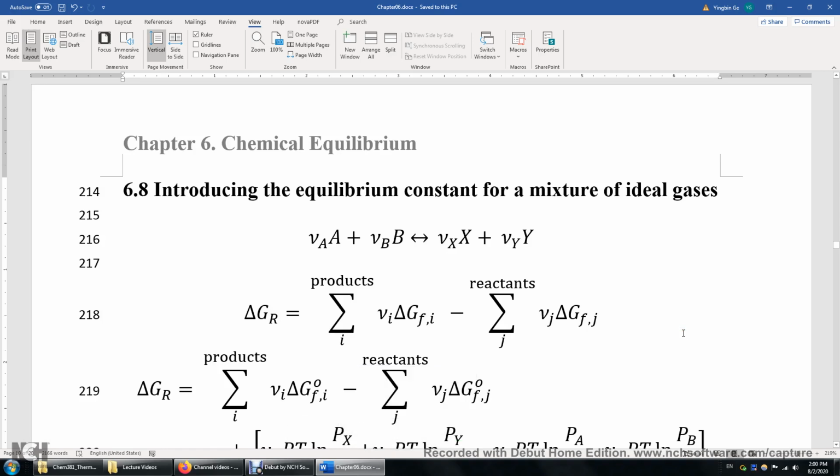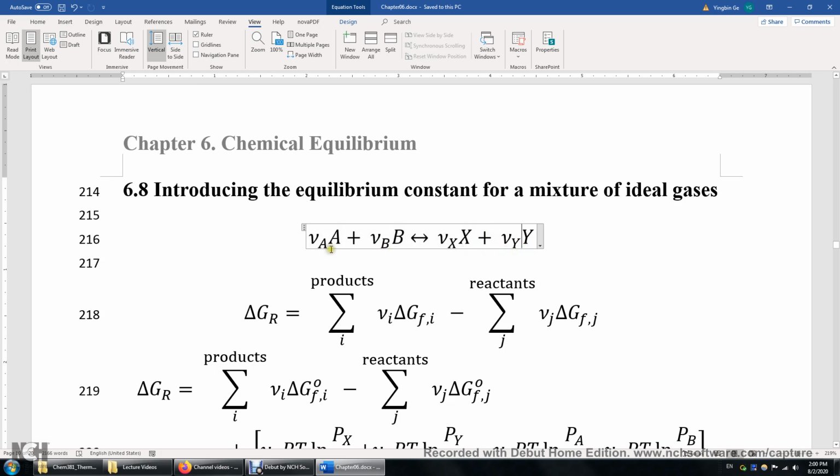Section 6.8 Introducing the equilibrium constant for a mixture of ideal gases. You're looking at a very general chemical equation, A plus B to X plus Y. Nu A, nu B, nu X, nu Y are the coefficients.